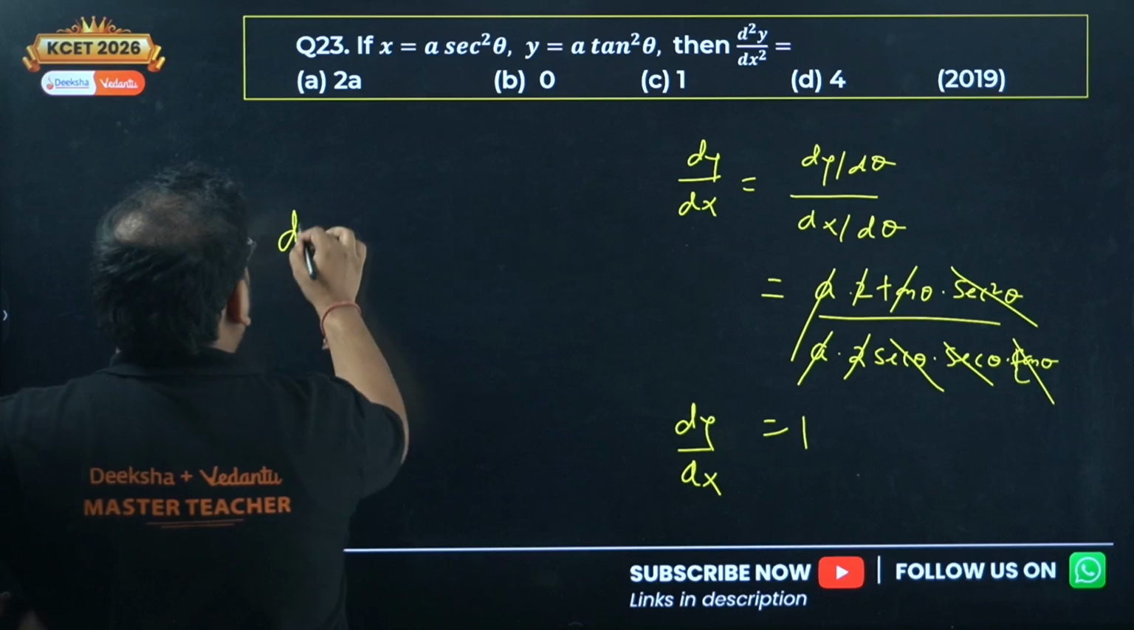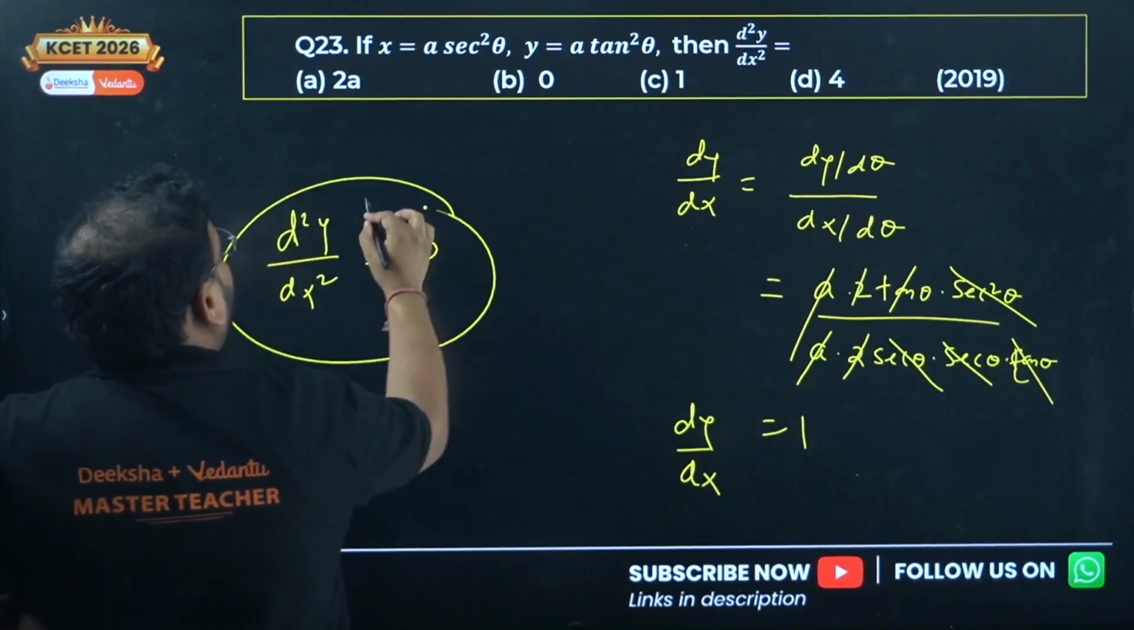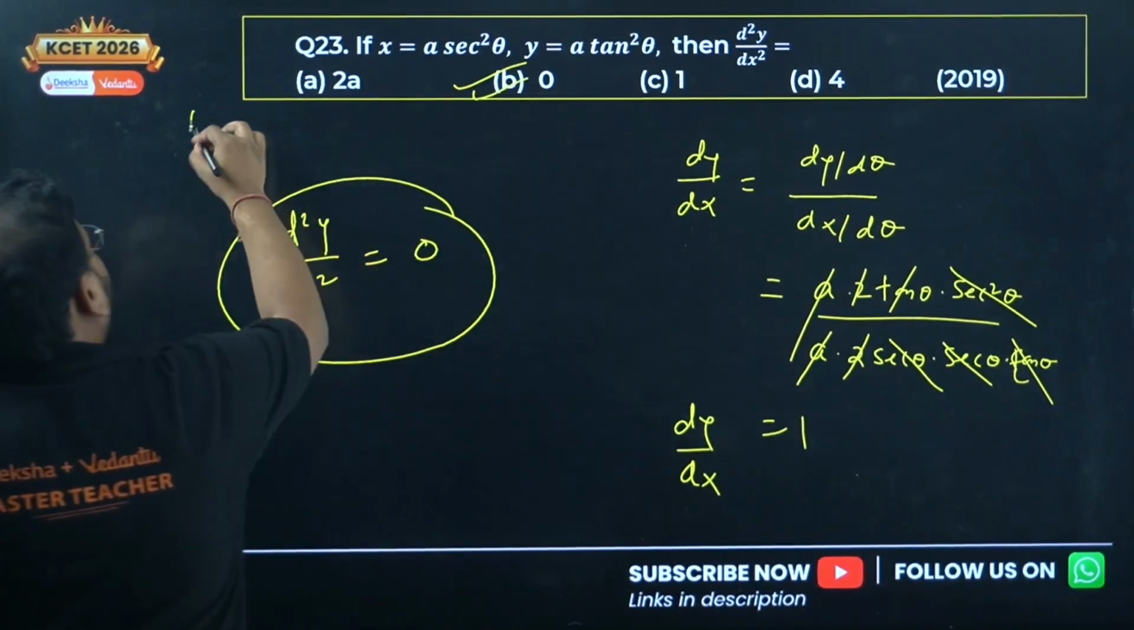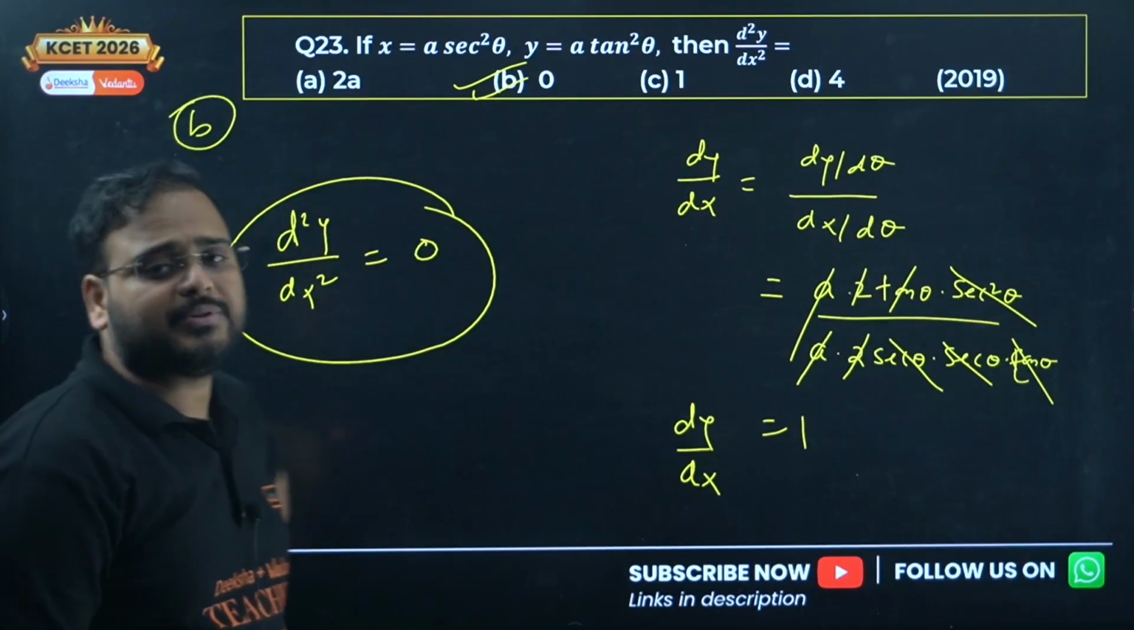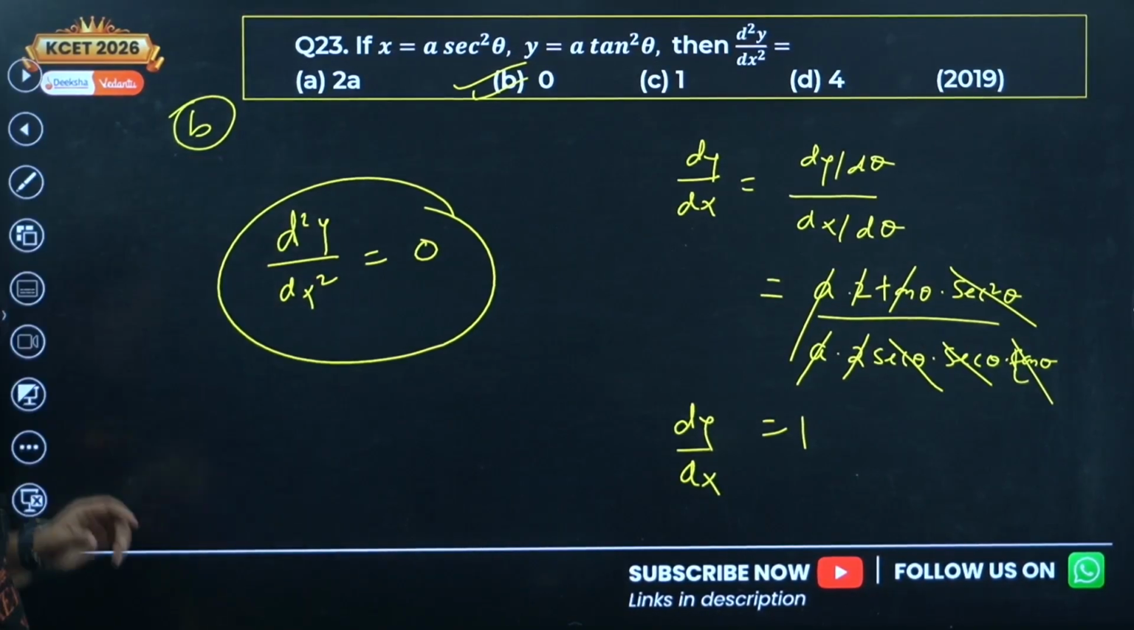So second derivative will be what? Derivative of a constant, so 0. Answer is option B. Have a look. 23rd is done.